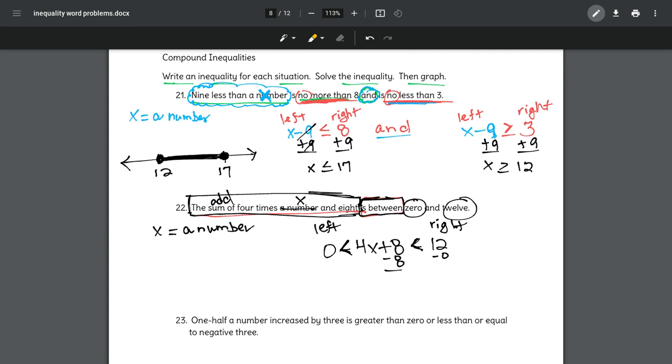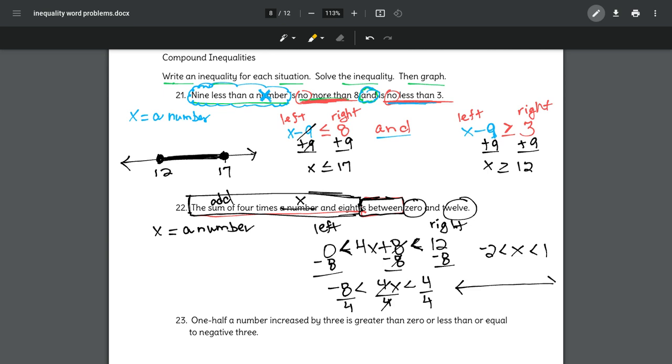So I'm going to subtract 8 from the 12 and from the 0. So I end with negative 8 less than 4x less than 4. And then I'm going to divide each of these by 4. So I end up with negative 2 less than x less than 1.